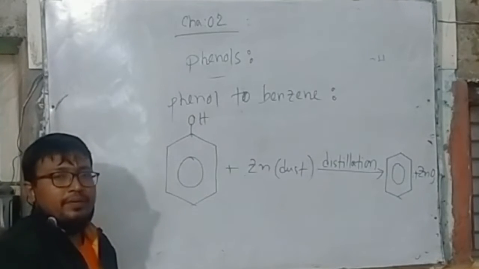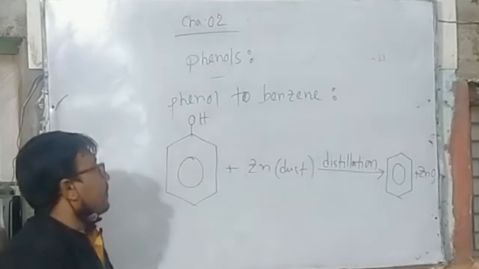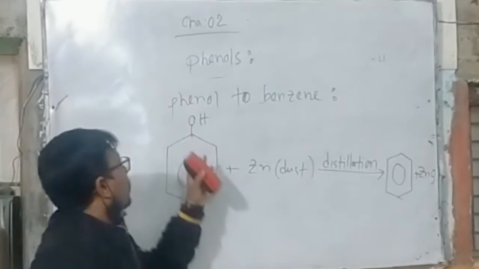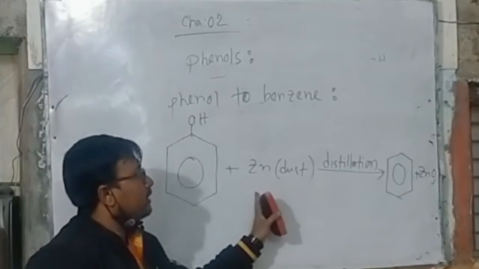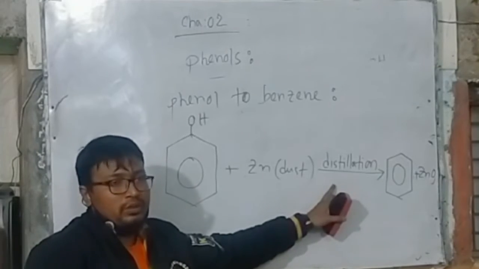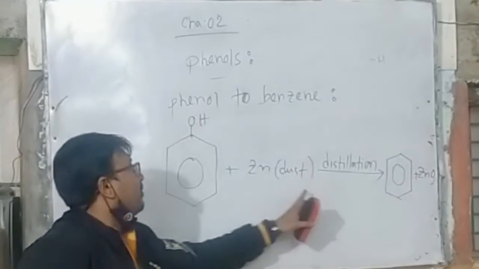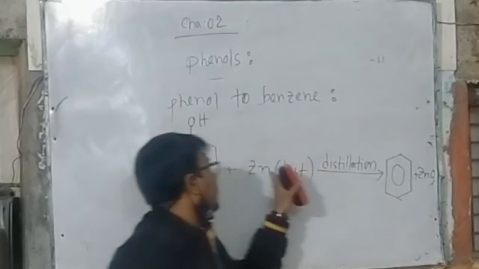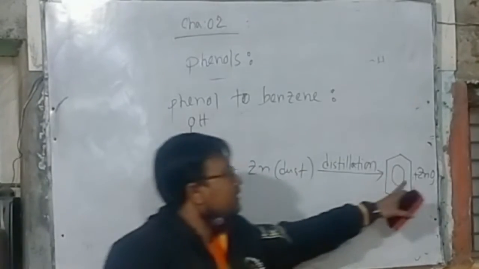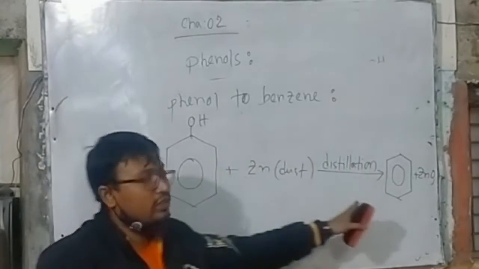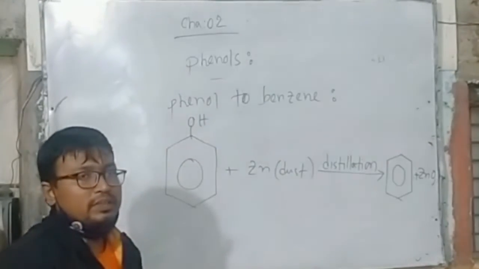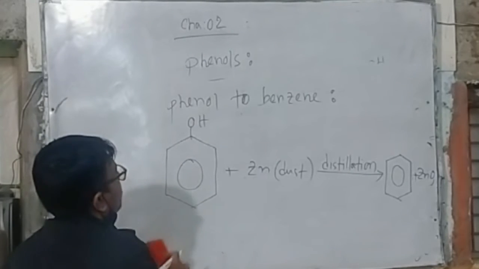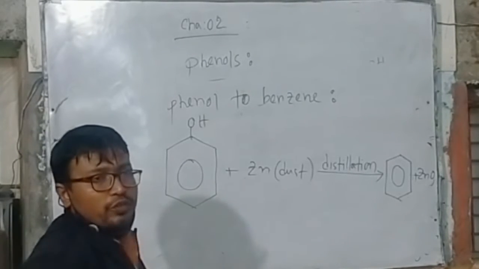Have you written? So phenol to benzene is prepared when phenol reacts with zinc dust by distillation. Zinc reacts with oxygen to produce zinc oxide, as zinc is a metal and oxygen is a non-metal, and the rest of the compound is benzene, which is an aromatic compound. Now we may learn benzene to phenol.